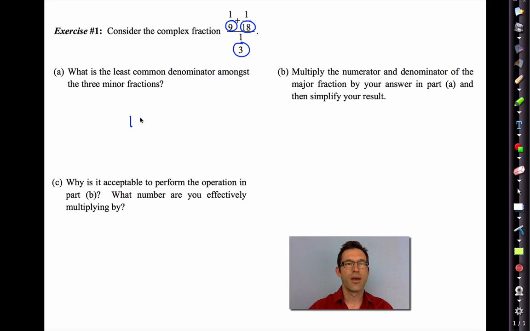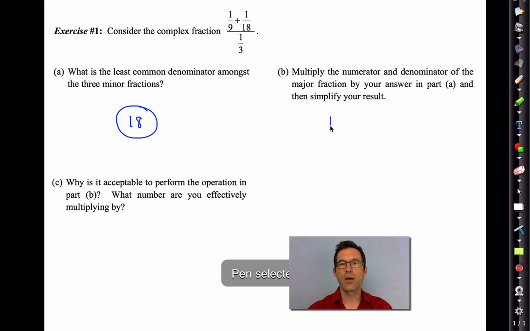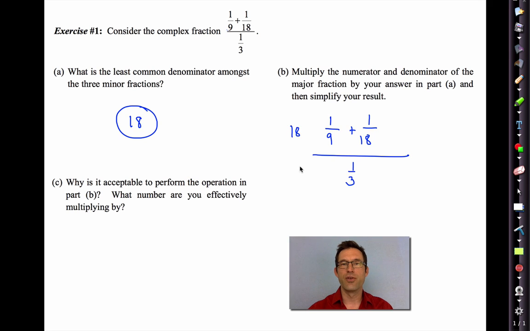All right. And we would use 18. That is the least common denominator. Now letter B says multiply the numerator and denominator of the major fraction by your answer in part A and then simplify your result. In other words, we're going to take 1/9 plus 1/18, divided by 1/3. And I'm going to multiply the numerator by 18, and I'm going to multiply the denominator by 18.